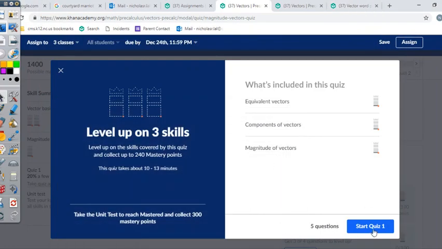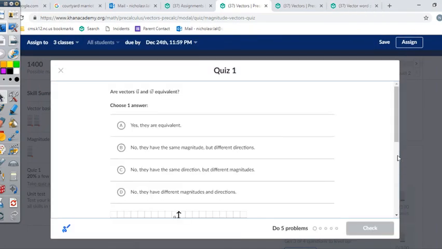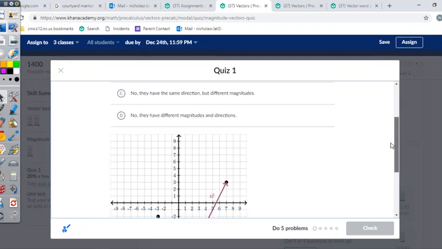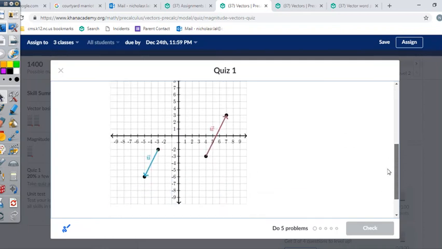Hello pre-calc students, I'm starting quiz 1 on vectors. So our first question is asking whether vectors u and w are equivalent. So let's look at vectors u and vectors w.